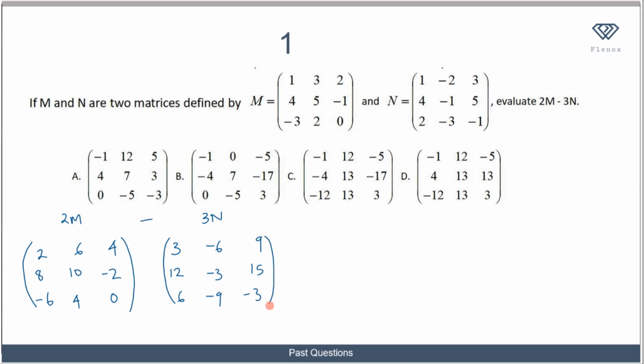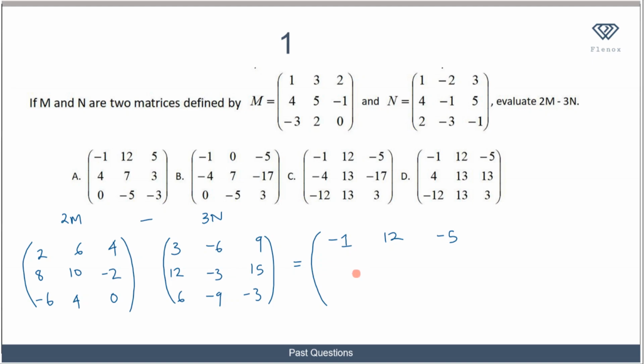So what we have to do is just to subtract these two matrices together. For the first element, we are just going to subtract corresponding cells. We have 2 minus 3, which will give me minus 1. For the next one, I have 6 minus minus 6. Minus times minus is plus, so 6 plus 6 will give me 12. Here I have 4 minus 9, which will give me minus 5.